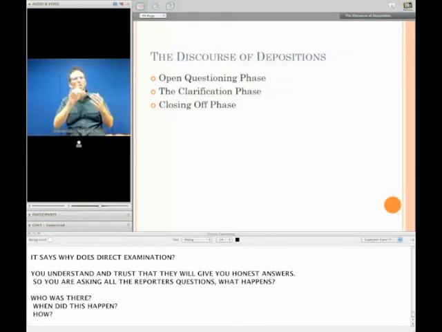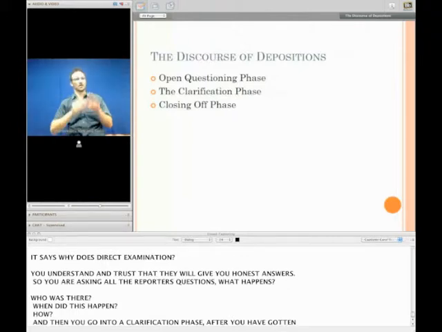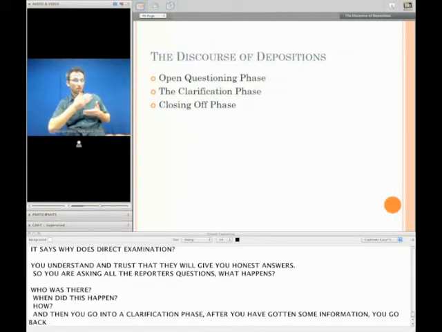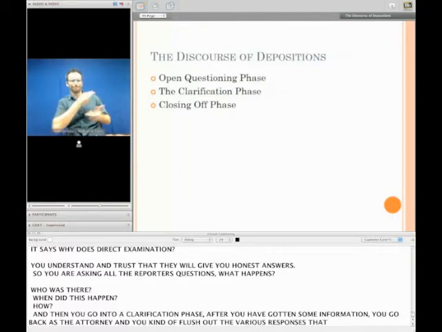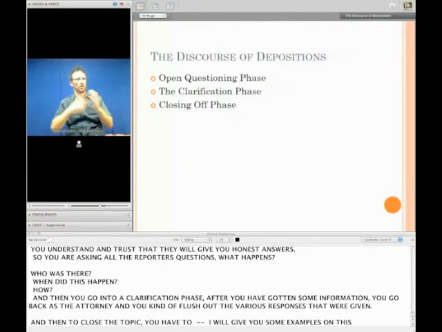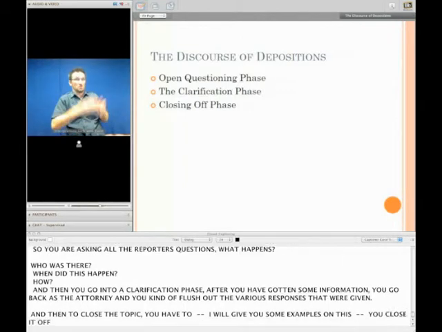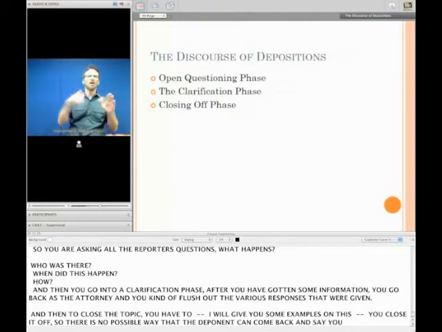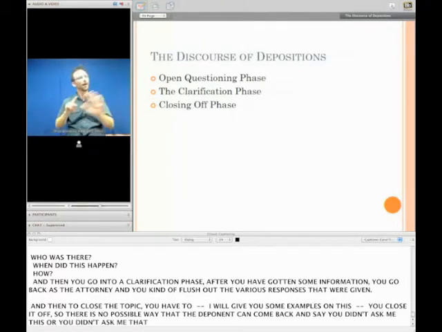And then you go into a clarification phase after you've gotten some information. You go back as the attorney and you flesh out the various responses that were given. And then to close the topic, and I'll give you some examples of this, you close it off so that there's no possible way that the deponent can come back later and say, but you didn't ask me this, or you didn't ask me that. So you're trying to exhaust their entire memory of that particular topic.